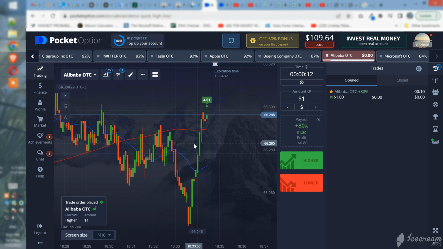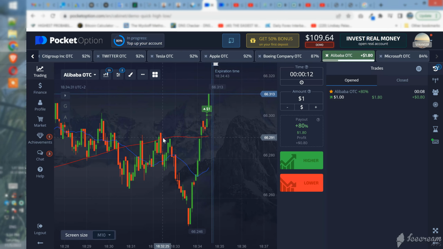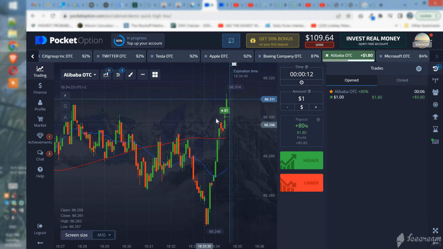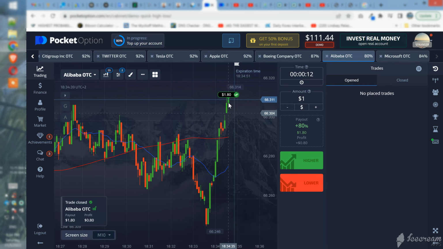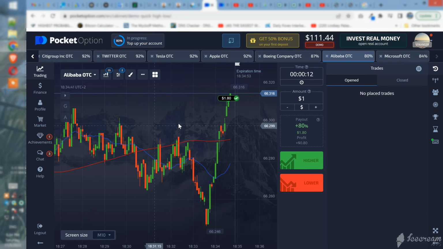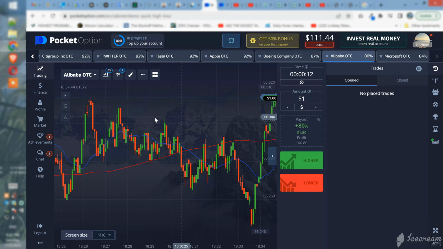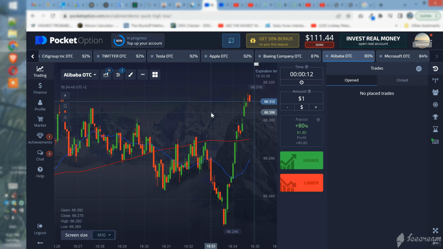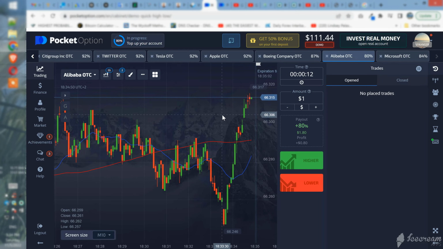So here I would go higher because I see a nice break. As you can see, in 12 seconds it's gonna close, and I'm gonna be in profit. And now you see I made a nice profit, and it even continues. So basically this is how I trade, a clear breakout with energy. You see it's going up because it just broke above the structure.